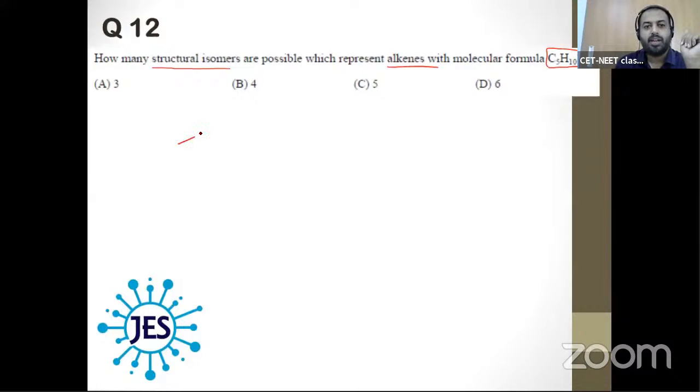Write 5 carbon atoms in a straight chain. 1, 2, 3, 4, 5. Straight chain of 5 carbon atoms is the first possibility. Then fix the double bond. You can fix the double bond in the first position. This is one compound. For the same carbon chain, I can keep it in the second position, becomes pentene, second isomer. Now, I cannot place it in the third position.